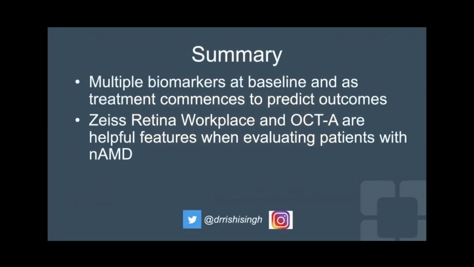So just to summarize, there are multiple biomarkers at baseline and as treatment commences to predict outcomes in neovascular AMD. Zeiss Retina Workplace and OCTA are helpful features when evaluating these patients, both at the time of diagnosis and when ongoing management is necessary. And I can tell you from my standpoint, it's really improved my practice efficiency and my overall ability to care for my patients because of the high level overviews I get with Retina Workplace.